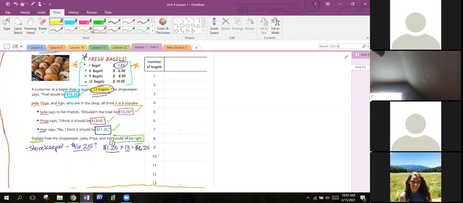Now I want y'all to do the same thing for Jada, Priya, and Han. Y'all don't have to go in order, but when you figure out how they figured out their prices, send it to me in the group chat and I can share your answer with everyone else. It'll go based on how quickly y'all figure those out. So let me see what you get.